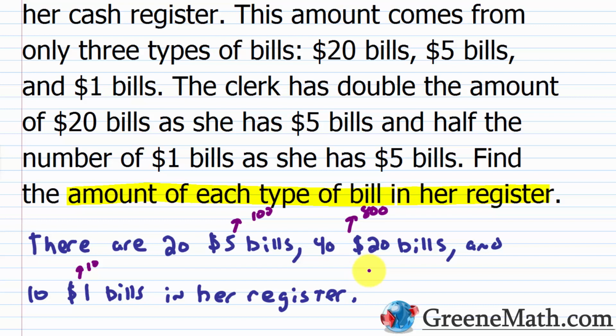And then it says she has half the number of $1 bills as she has $5 bills. You've got, again, 25s and you've got 10 ones, so good to go there. So everything checks itself out. We can say our answer here is correct. We'll go ahead and just state this again. There are 25 $5 bills, 40 $20 bills, and 10 $1 bills in her register.